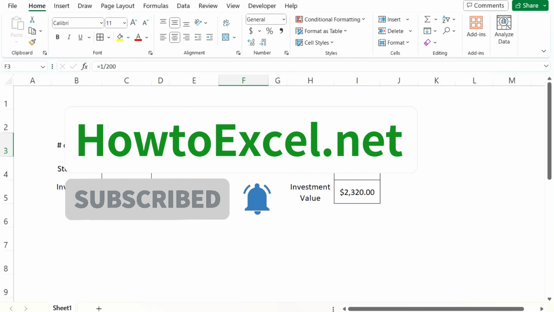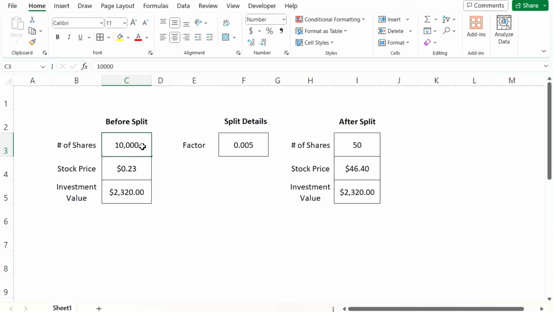All we're doing is taking the number of shares and multiplying it by the split factor. And for the stock price, we're doing the same thing, except we're dividing by it. If it's a forward split, as in Tesla's case, we multiplied by a whole number, 3. If it's a reverse split, as in this case, we're doing 1 divided by that split factor.